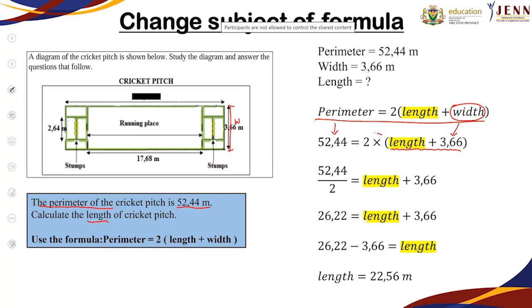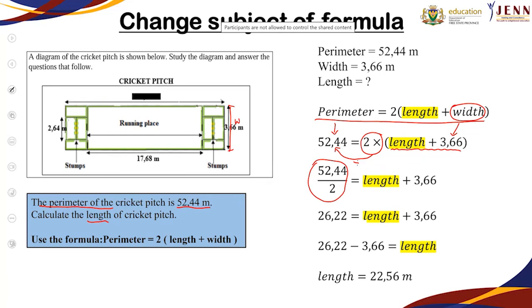I have 2 multiply. If I'm multiplying on the one side, if I move this 2 to the other side, when I'm moving it, I am going to divide. Remember, the opposite of multiplication is division. So which means I will say 52,44 divided by 2.